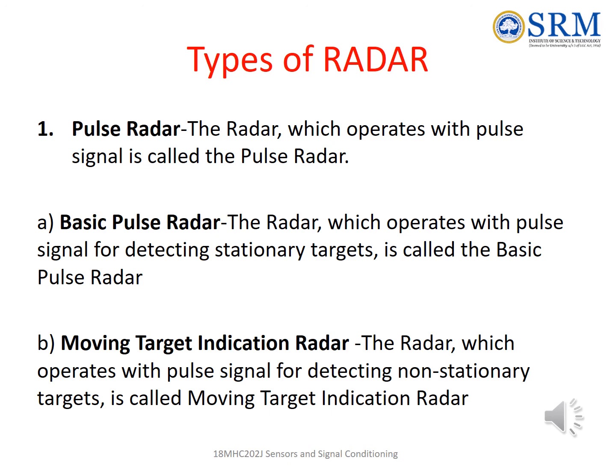Next is the moving target indication radar. The radar which operates with pulse signal for detecting non-stationary targets is called moving target indication radar. This uses the principle of Doppler effect for distinguishing the non-stationary targets from stationary objects.